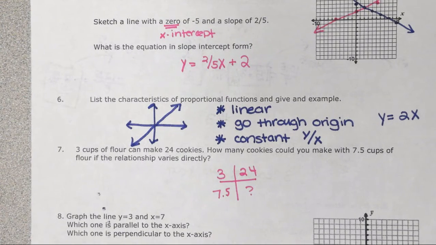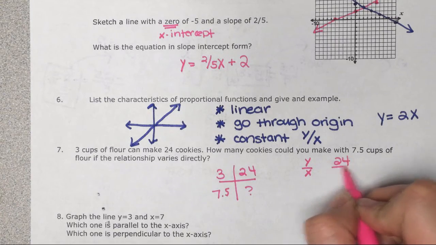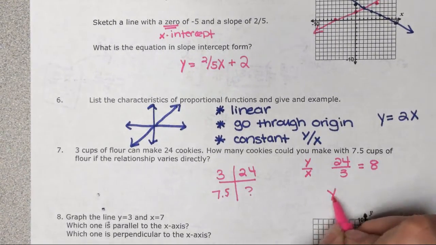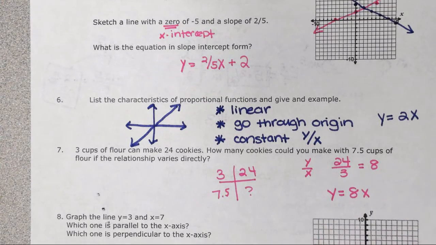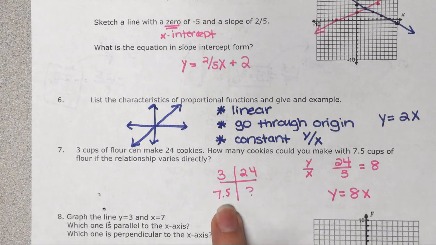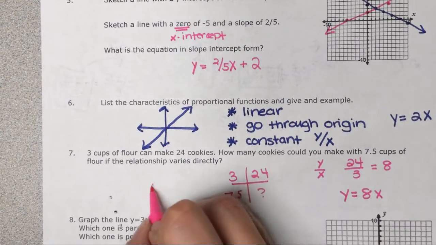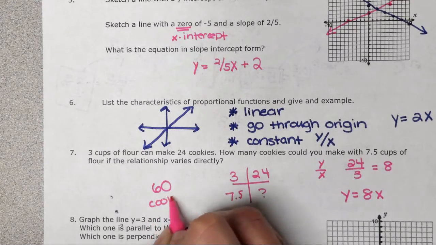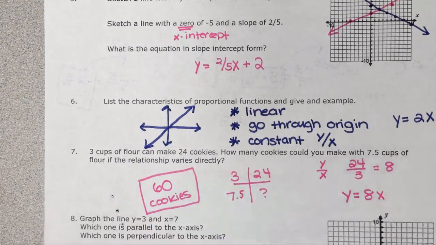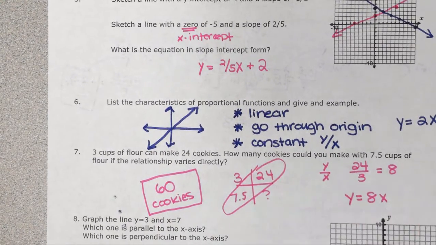Alright, we could find our K by taking y over x, which is 24 over 3. So the equation is y equals 8x. If you take 8 times 7.5, you'll get 60. Another way to do this is you could cross multiply and then divide by 3.